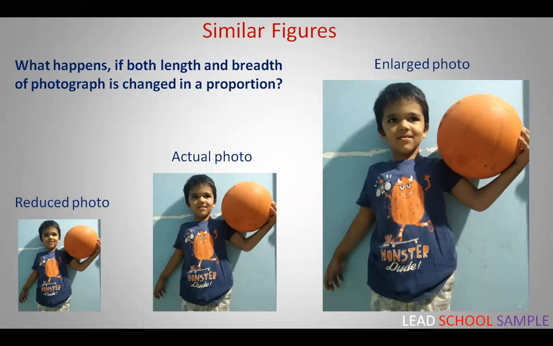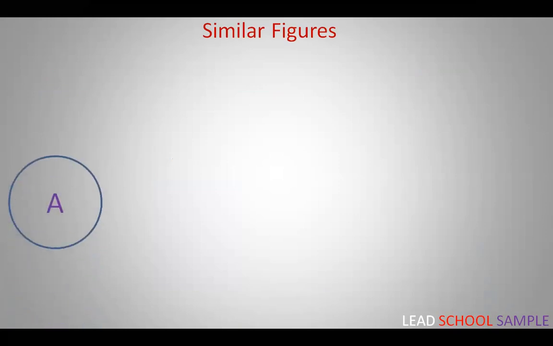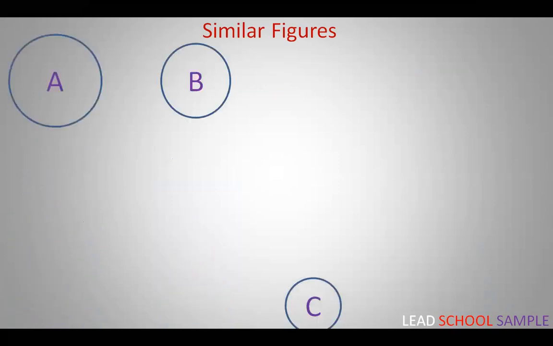This is only one example showing the application of similar figures in our daily life. And we have many applications, like measuring height and distance using the similar triangles concept. So some more examples we'll discuss. We'll take three circles with different radii. So they are not congruent.